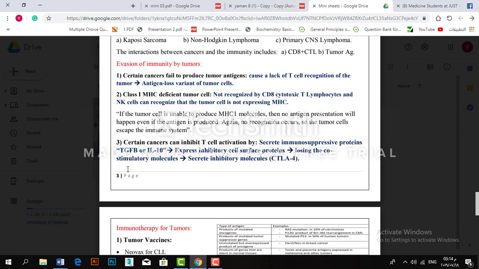So by producing these immunosuppressive drugs or proteins, the cancer cells can inhibit T cell activation.